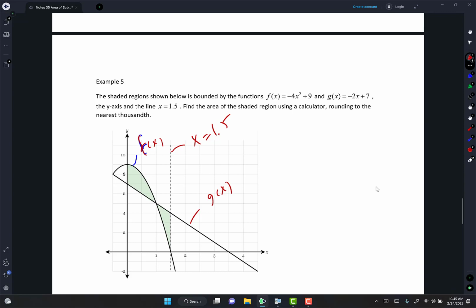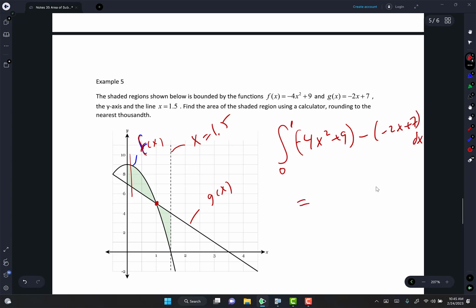Okay, ready? What curve is on top? I'm just going to draw. You have to integrate this with respect to x. What curve is on top? The parabola, f of x. Integral between 0 and where they intersect. I'm going to have to find where they intersect. Oh, it's at 1. They're being nice to me. And it's f of x, so I'm going to write negative 4x squared plus 9 minus g of x. Negative 2x plus 7. I'm not going to put the dx. I'm not going to type it in like that. I'm going to type in negative 4x squared plus 9 in y1, negative 2x plus 7 in y2.